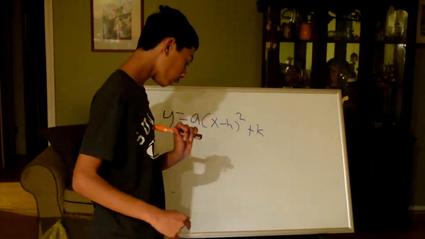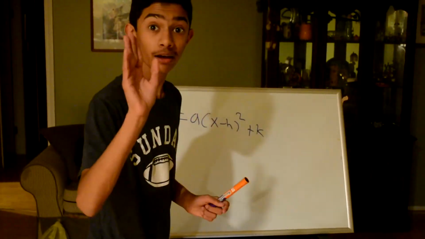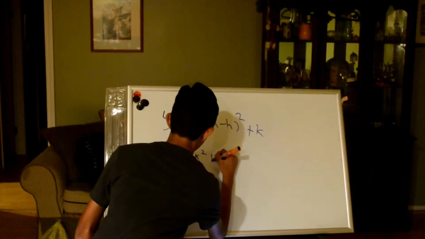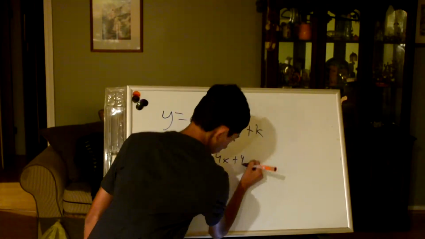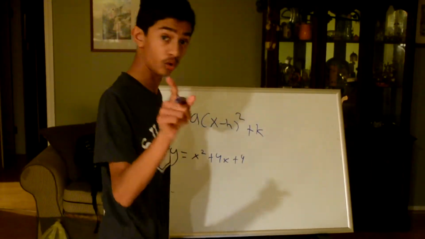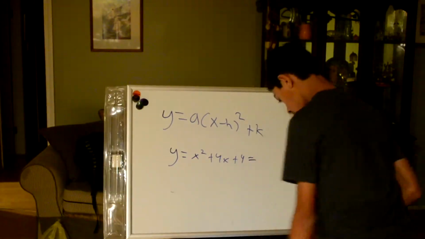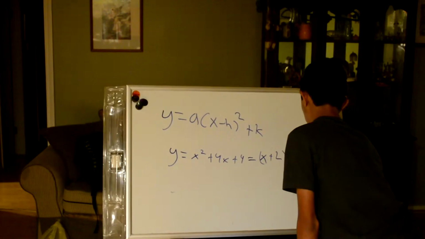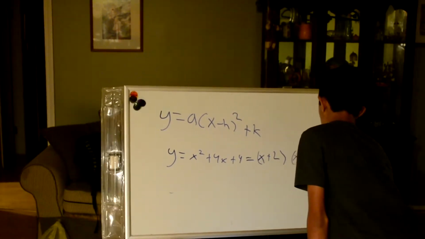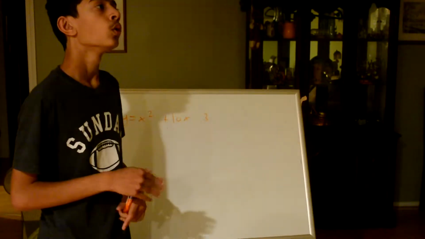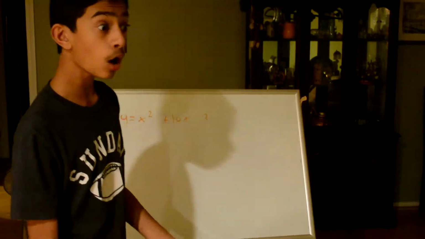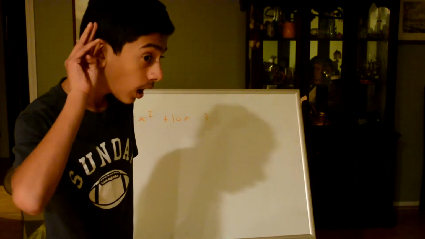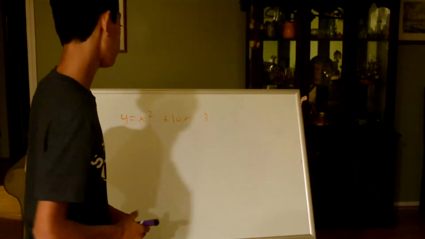Remember, when we were factoring or solving, we'd get something like this: y equals x squared plus 4x plus 4. This is equivalent to (x plus 2)(x plus 2). Okay, so now you may be wondering, how do you solve complete squares? Well, this is how you solve complete squares.